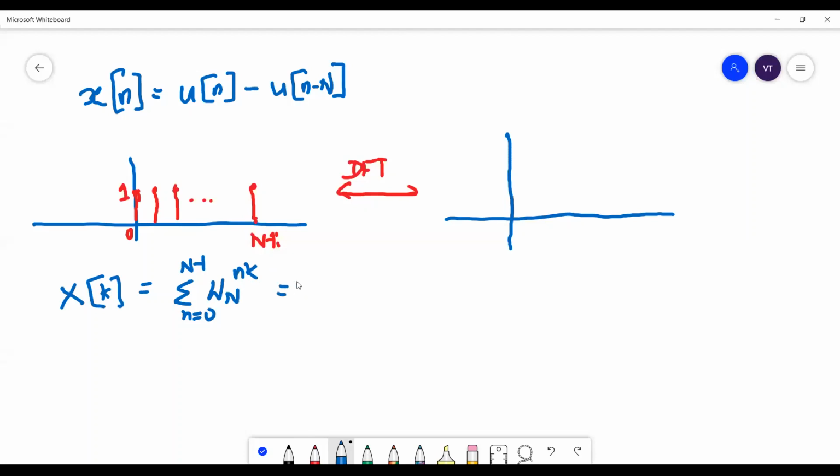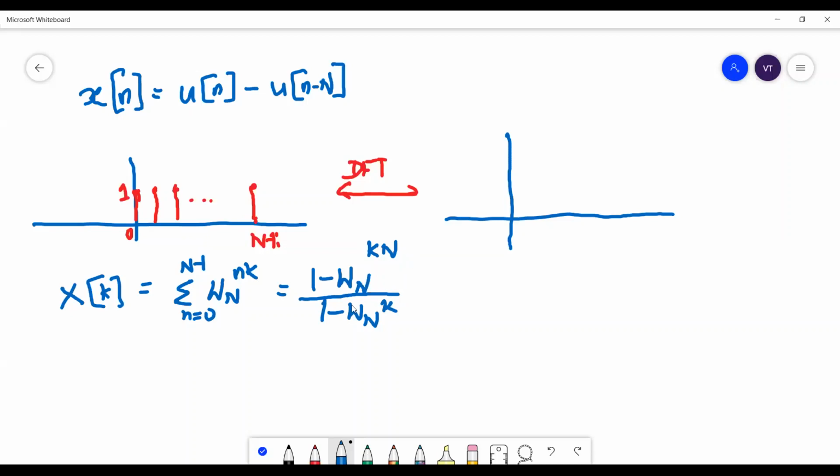This is the sum of N terms of a geometric progression, which you can write as a into 1 minus r raised to N by 1 minus r. So a is equal to 1. Therefore this you can write as 1 minus r raised to N by 1 minus r, with r being W raised to k. W raised to k, the whole raised to N, is W raised to kN, by 1 minus W raised to k. Is that clear?